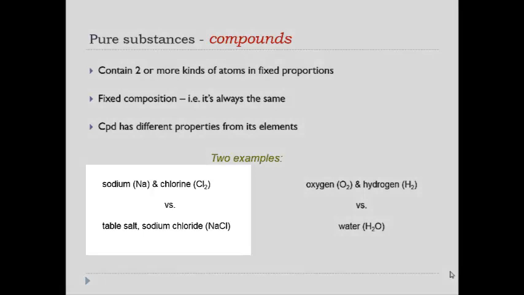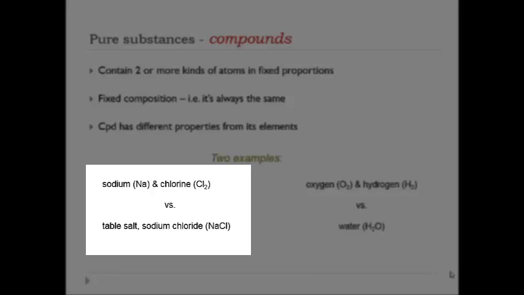For example, table salt is made up of sodium and chlorine. You know the properties of table salt, you're familiar with it, it's white crystal, you put it in water, you get salty water. Sodium, on the other hand, is a soft gray metal. If you put it into water, it catches fire. Chlorine is a green gas. If you breathe it, you die. So you take this soft metal, this green gas, you put them together, and you get table salt.